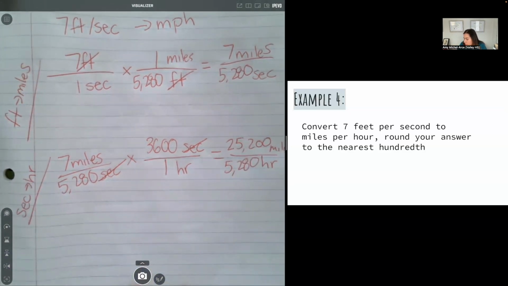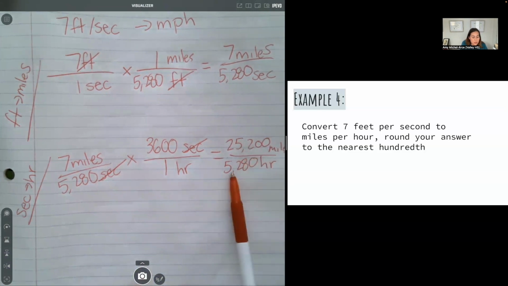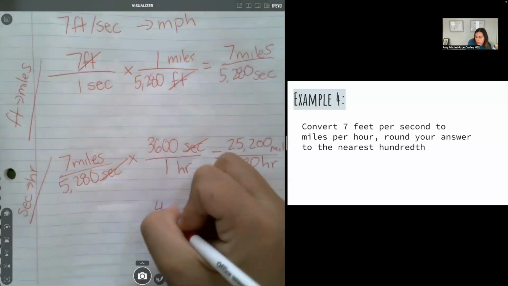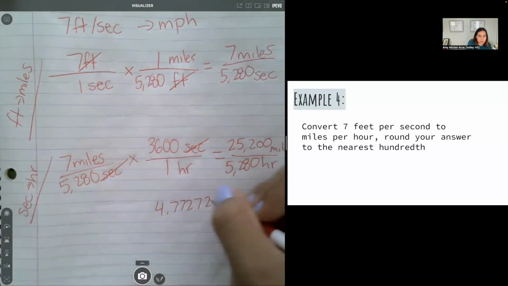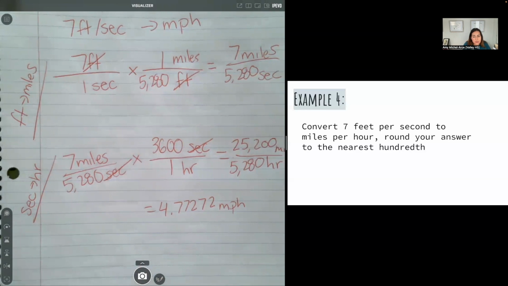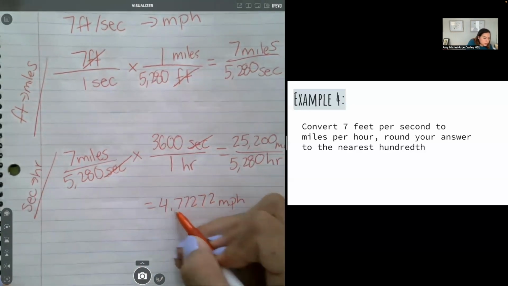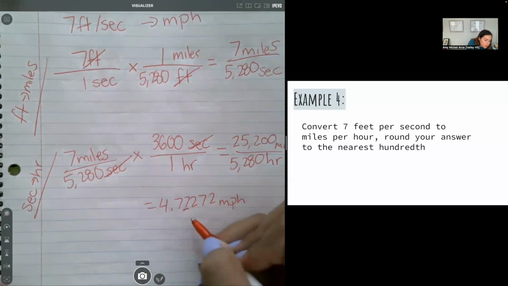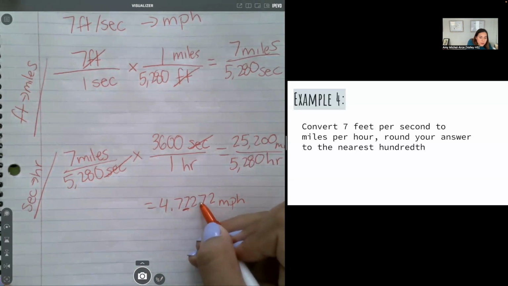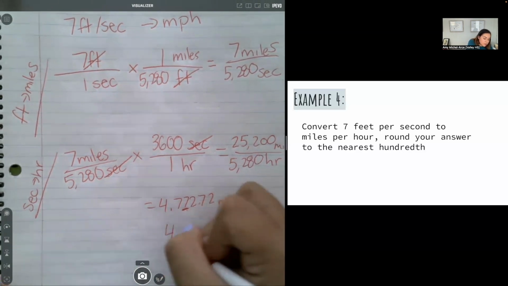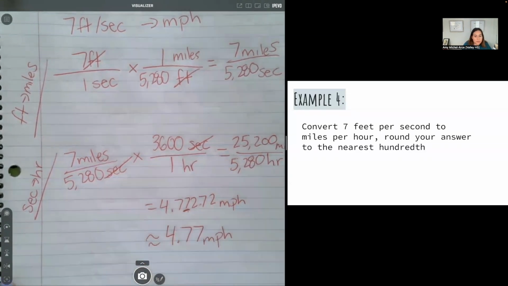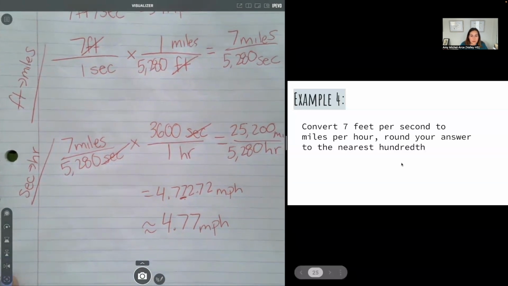If we divide these numbers out, like the 25,200 and the 5,280, we're going to get 4.77272, blah, blah, blah, miles per hour. And since it says round to the nearest hundredth, that is 2 decimal places. So this 7 either goes up to an 8 or stays a 7. Since there's a 2 to the right of it, that means we round down. This is 4.77 miles per hour. Okay.